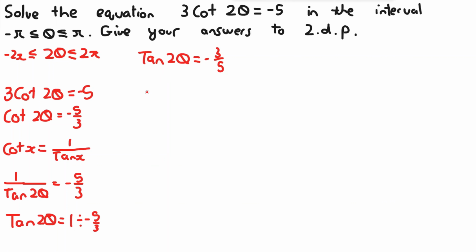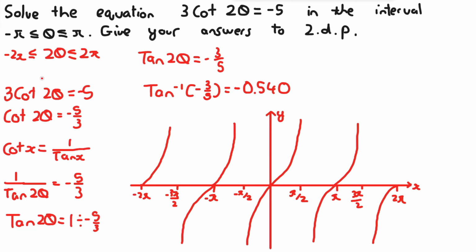And then what we're going to do is the inverse tan of minus 3 over 5, which if you put into a calculator is equal to minus 0.540. So now I've just drawn a quick tan graph in this interval here in terms of 2 theta. The graph is just for our working out the answers. It doesn't need to be a work of art. They're not really going to mark us for it. It's just for our benefit.